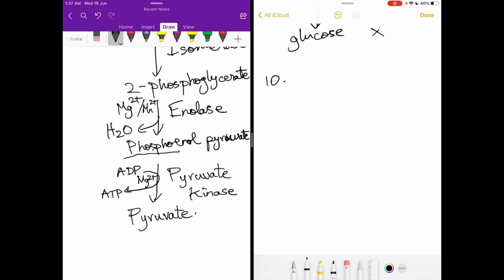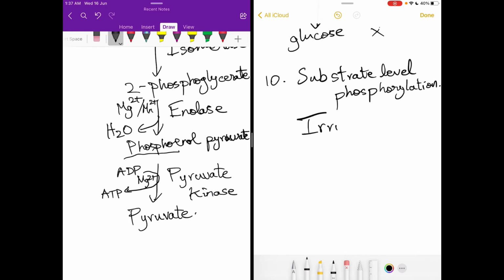Now the significance of this reaction is that again it's a substrate level phosphorylation, as ATP is produced in this one reaction itself, so it's a substrate level phosphorylation. One more point is that it is an irreversible reaction. So of course, once pyruvate is formed, phosphoenol pyruvate cannot be formed again from pyruvate, so it's an irreversible reaction.